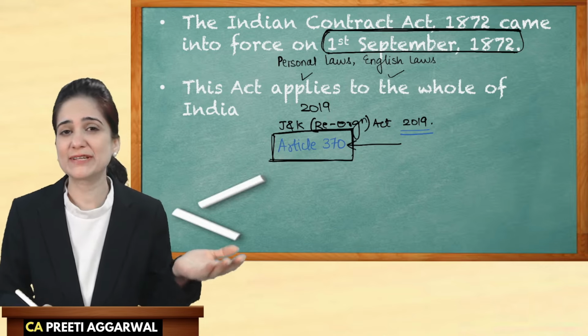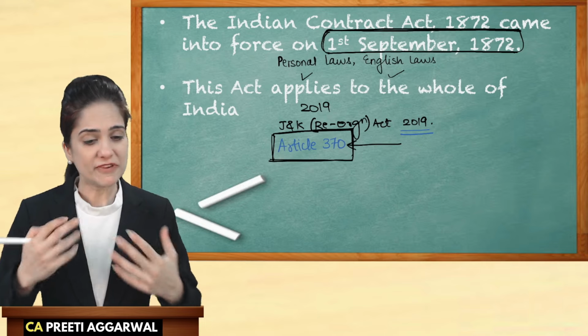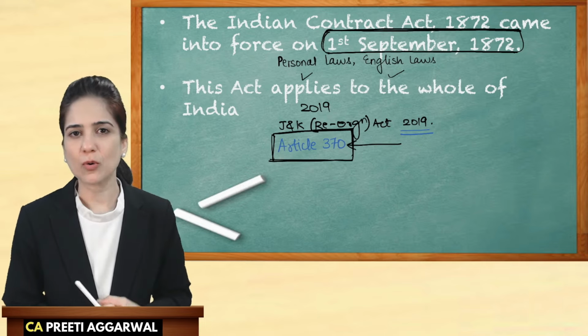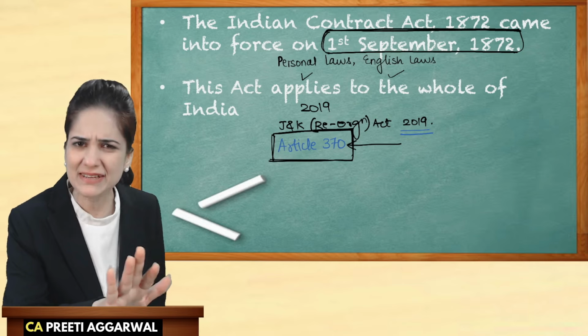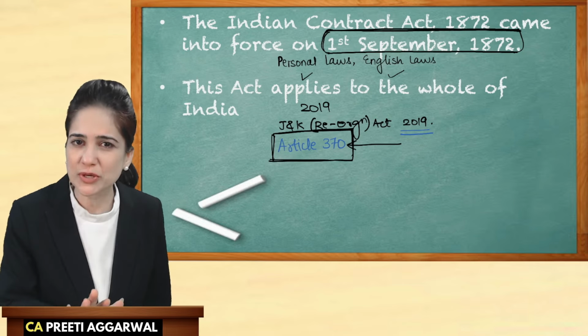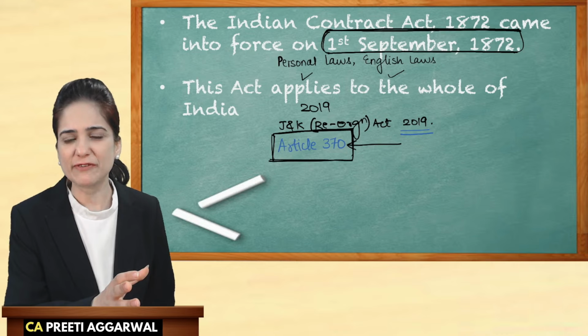But the other states of our country, they were like, we also want to be independent. We should also be given the right to make our own laws. We also want our own constitution. Panditji said, listen, this is just a temporary situation. At least we got Kashmir. I have imposed Article 370 for the time being.